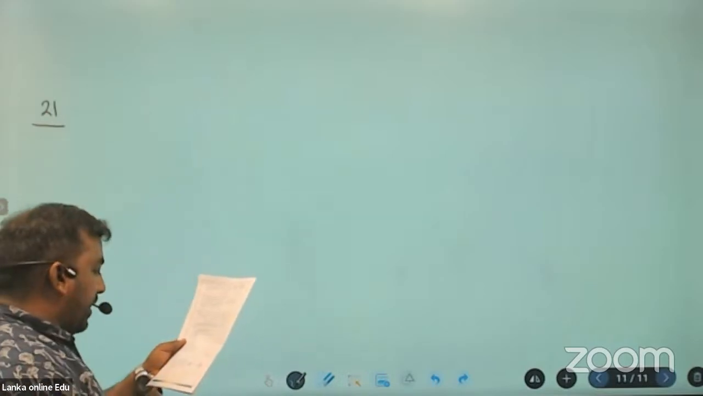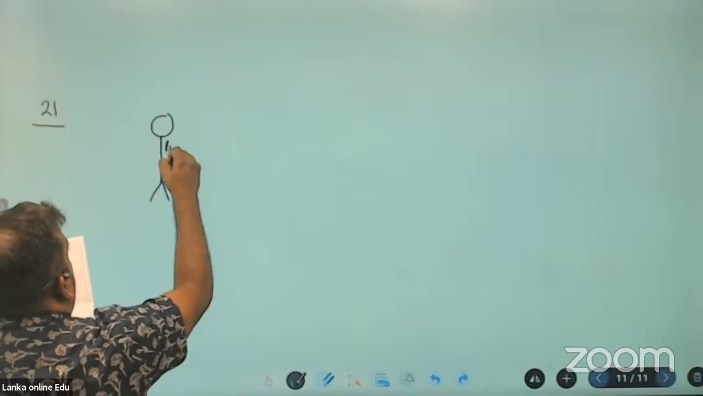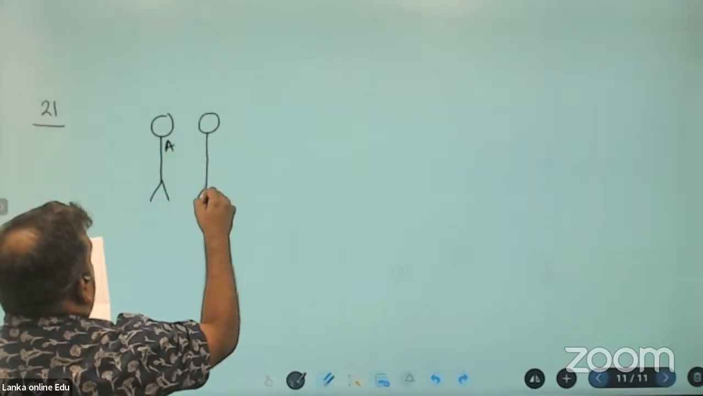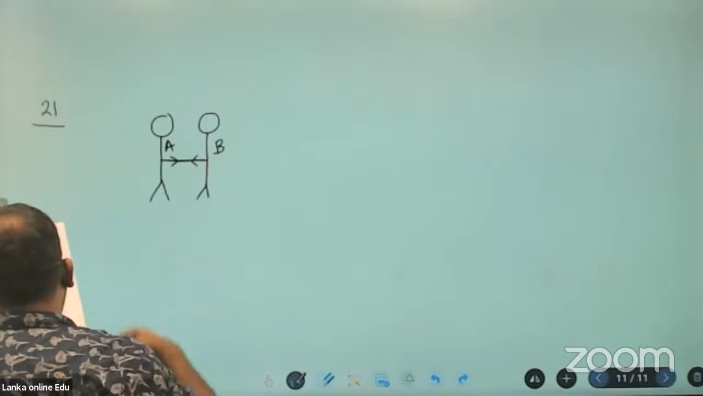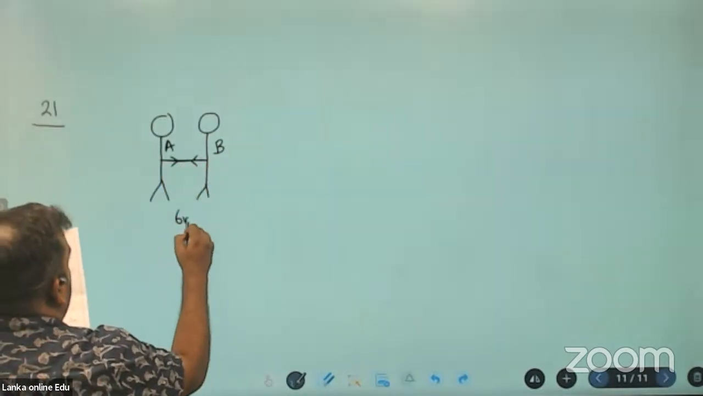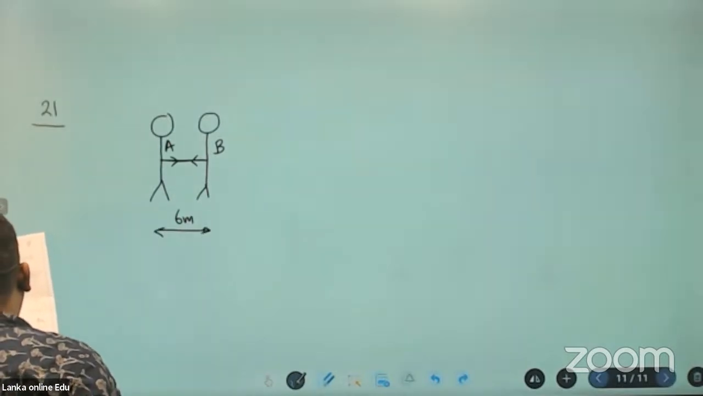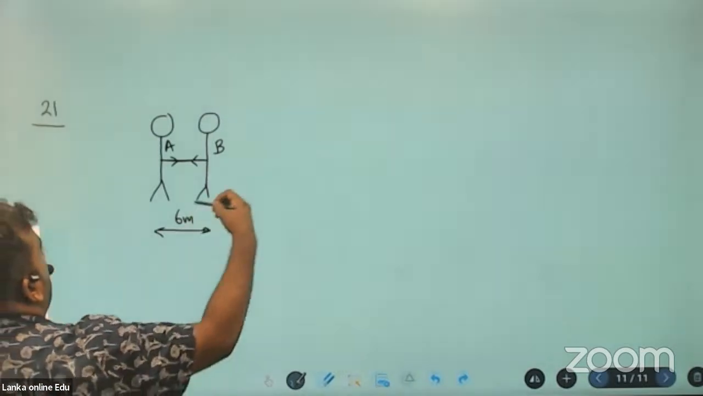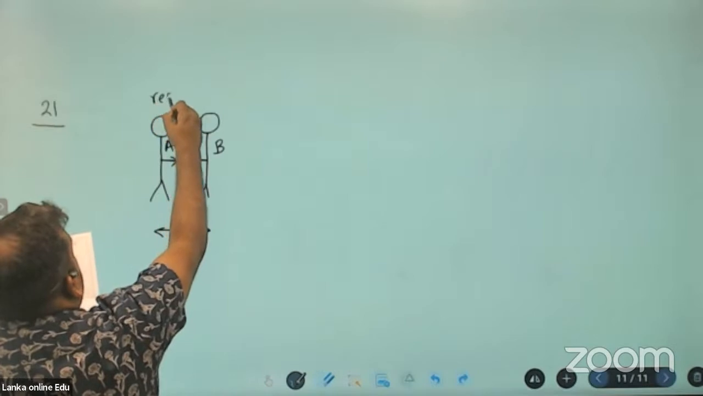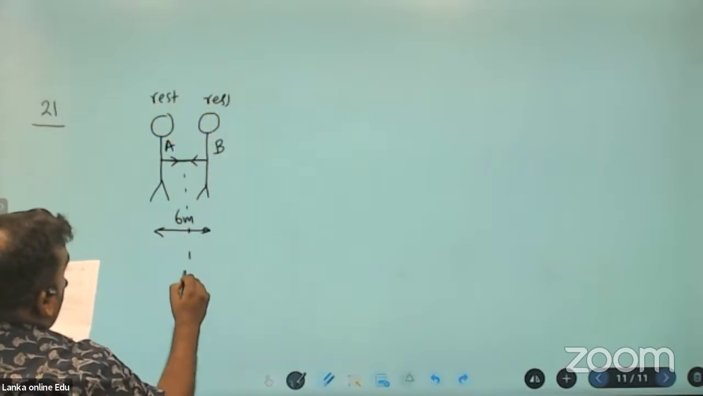Question number 21. Two men standing on ice, 6 meter separation. So here there is a man A, here there is a man B. They're pulling on a rope. What are the distances moved by A and B when they touch each other? Initially they are at rest. When they touch each other, they move very close.